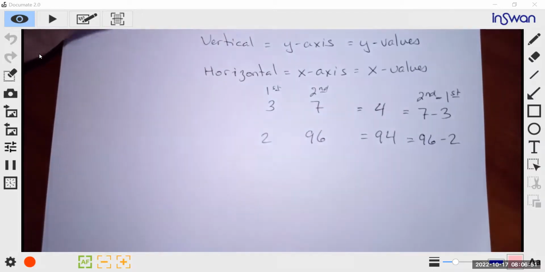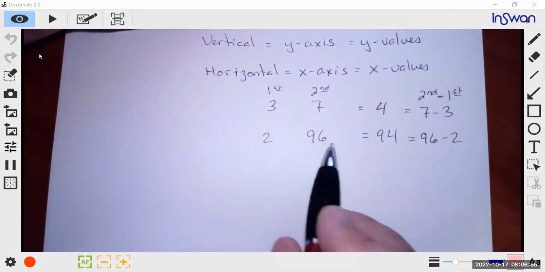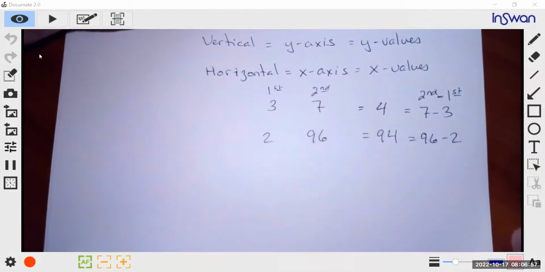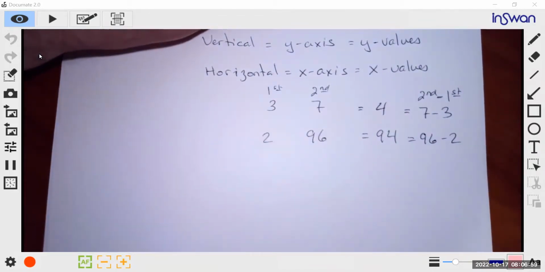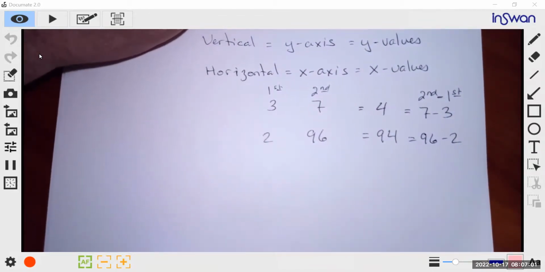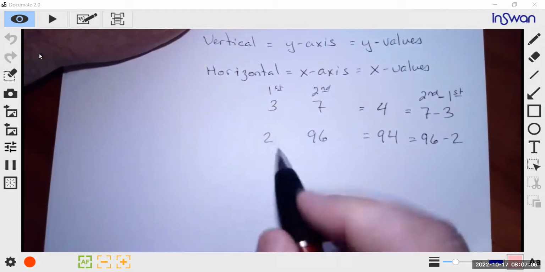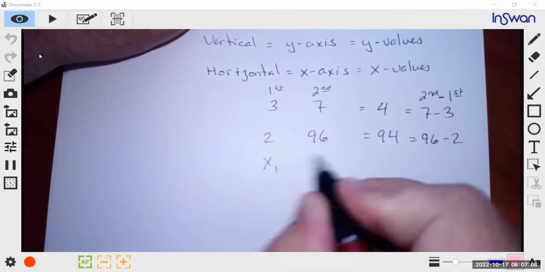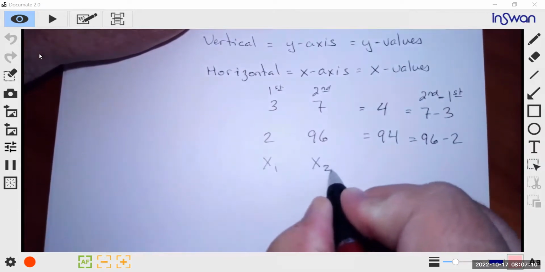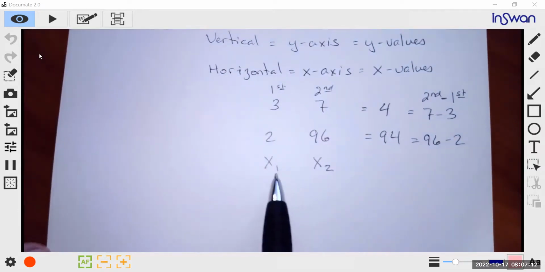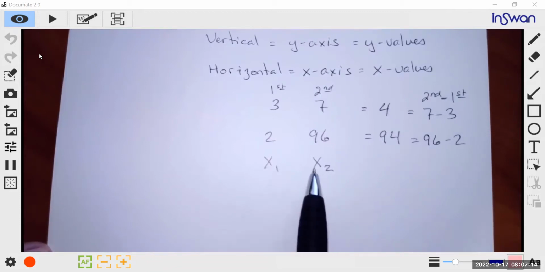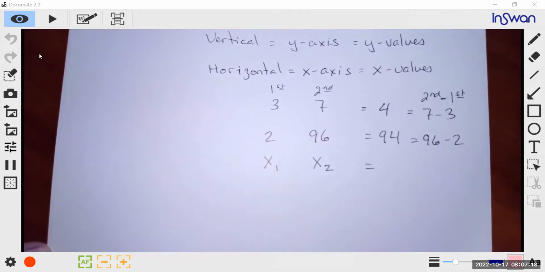So no matter what two numbers we have, it's always the second number minus the first number. It works no matter what. So if I had any two generic numbers, x sub 1, that means the first x point, and x sub 2 means the second x point, what would be their difference?